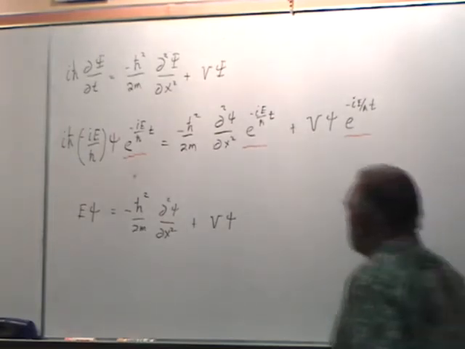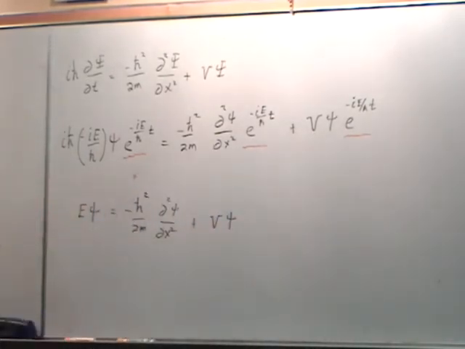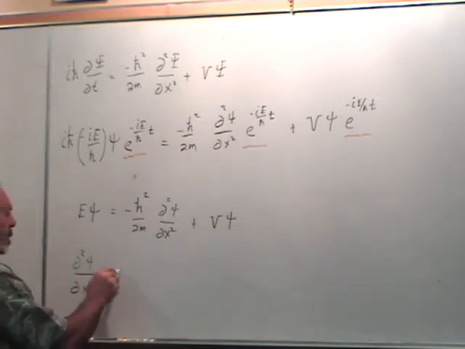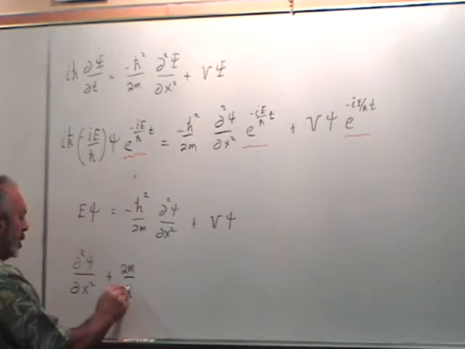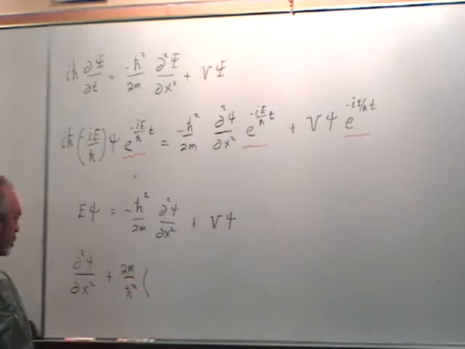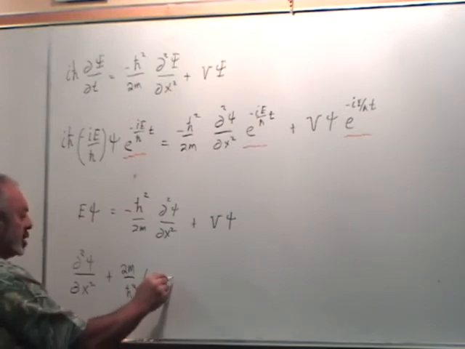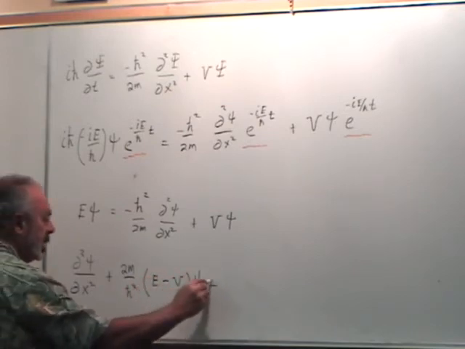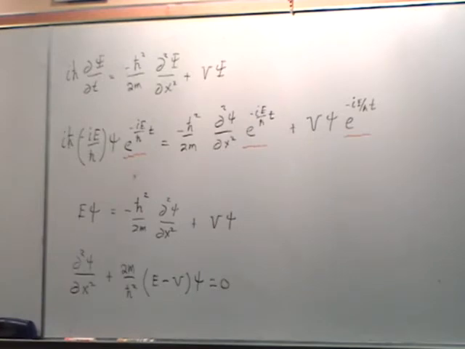What were we doing? Oh, we're rearranging. So let's just move everything that way. And what we get then is d squared psi dx squared plus 2m over ħ squared times E minus V psi equals 0. Let's see if I did my algebra correctly now. d squared psi dx squared plus 2m over ħ squared, E minus V, psi equals 0.